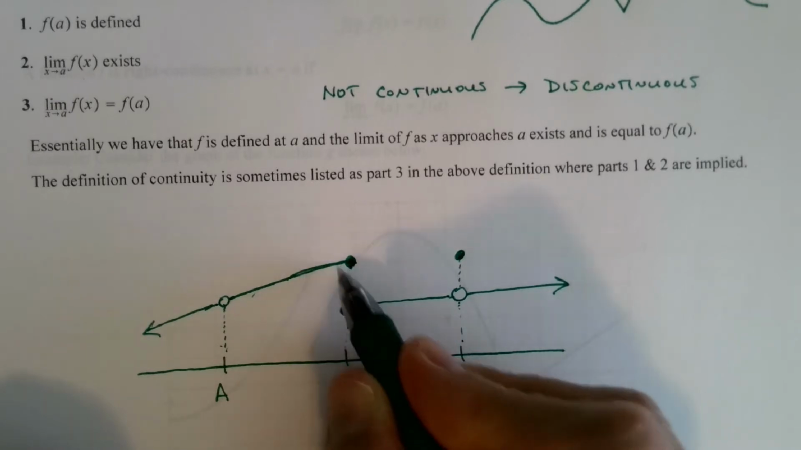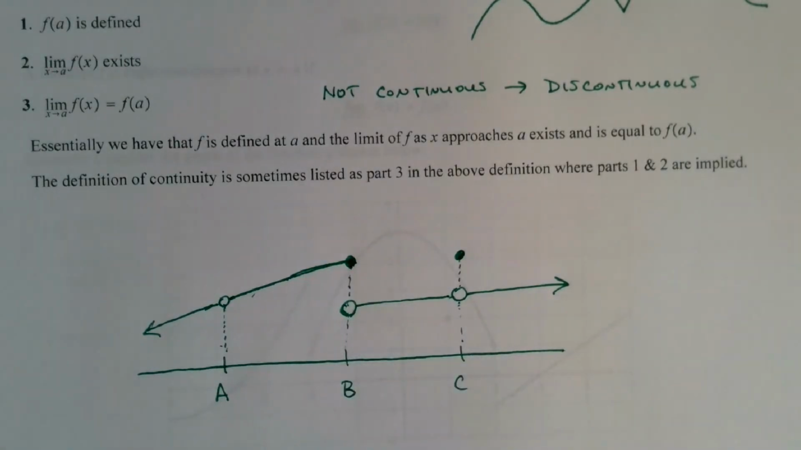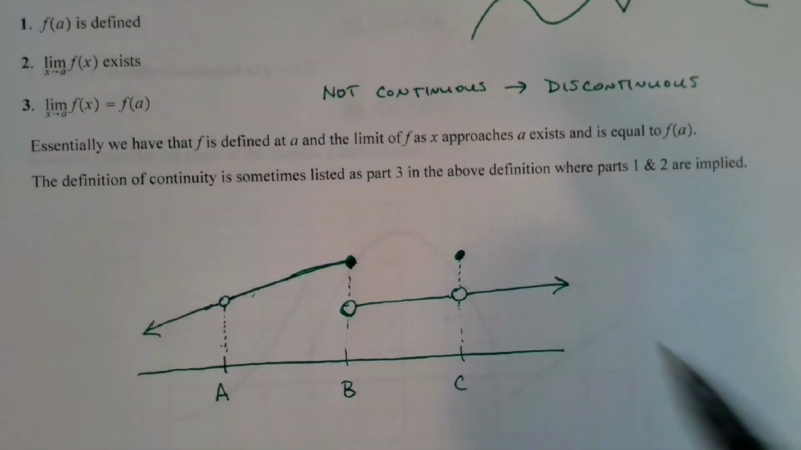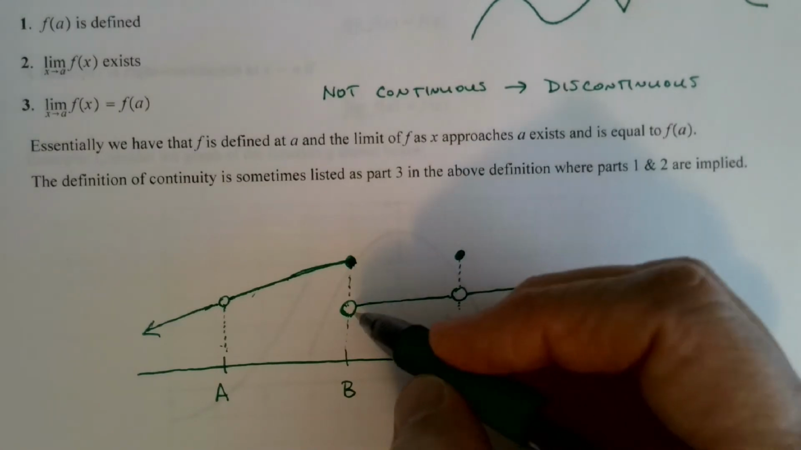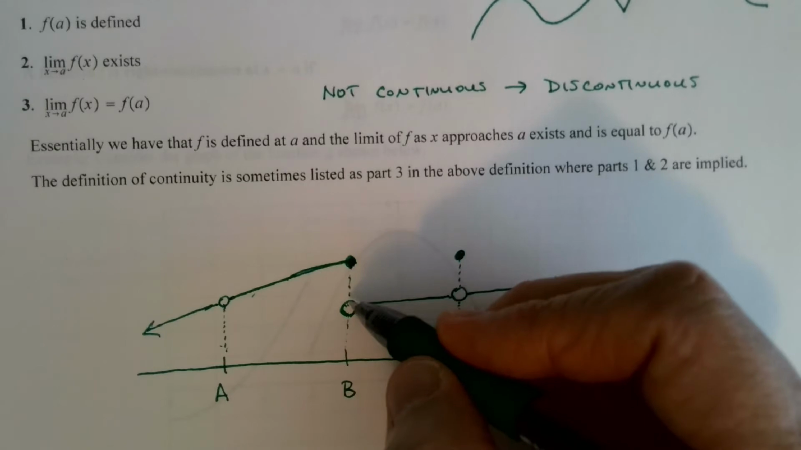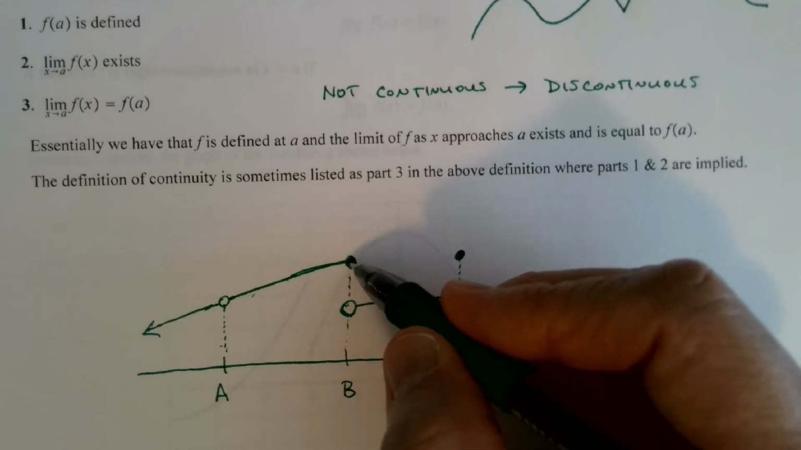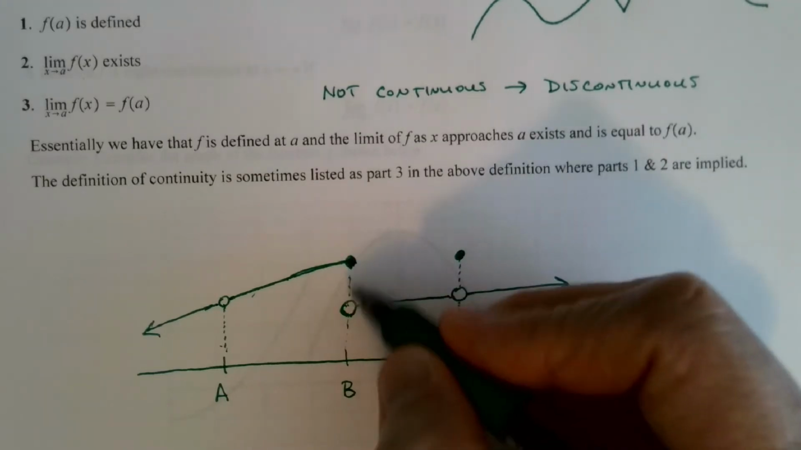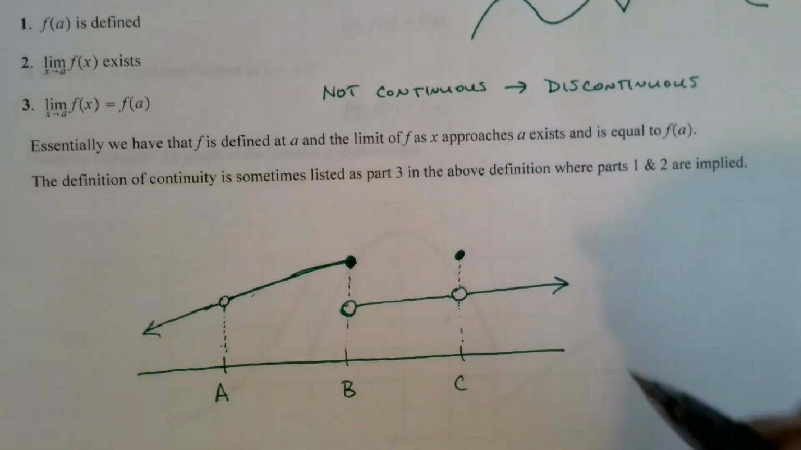Since the limit from the left and the limit from the right do not equal each other, the limit does not exist, right? And so since the limit doesn't exist at B, number 2, then we have a point of discontinuity. You can see this is sometimes called a jump discontinuity. As we move from here to get to the rest of the graph, we have to lift our pencil off the paper, jump down here, and then continue. So there's a jump, there's a big gap here.